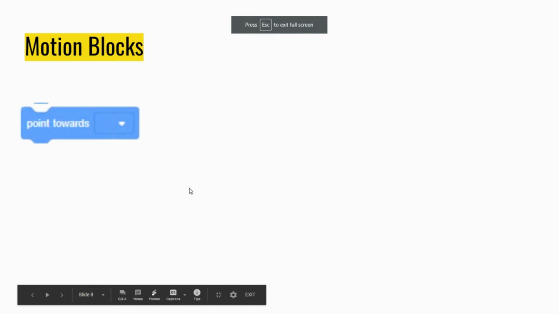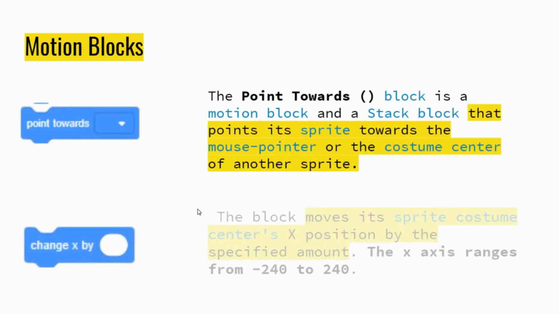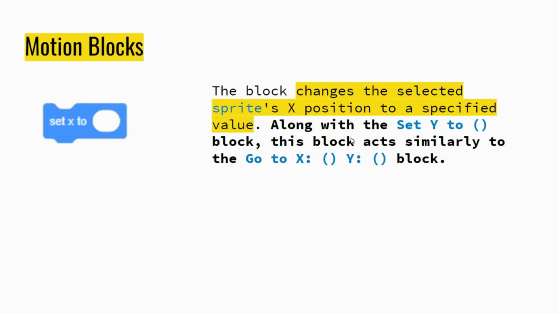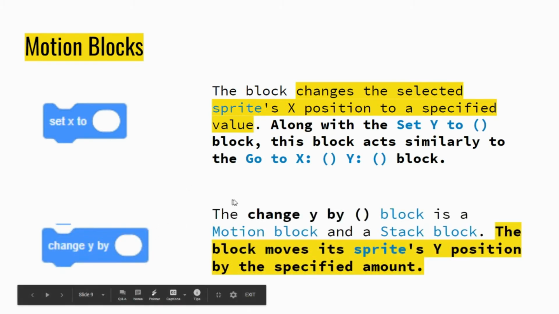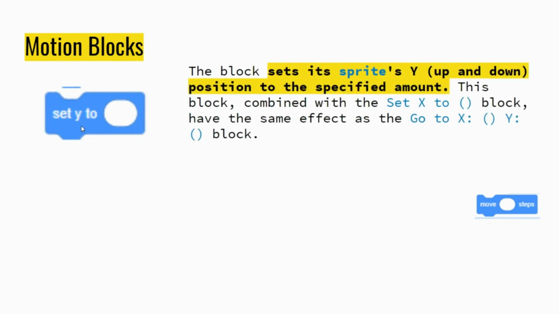So that is the point towards and the change X. Next is set X. We can also set the value of the X coordinate. This block changes the selected sprite's X position to a specified value. Whatever value we put here, the X will change. We also have change Y, which works the same as the change X earlier. And we also have here the set Y.